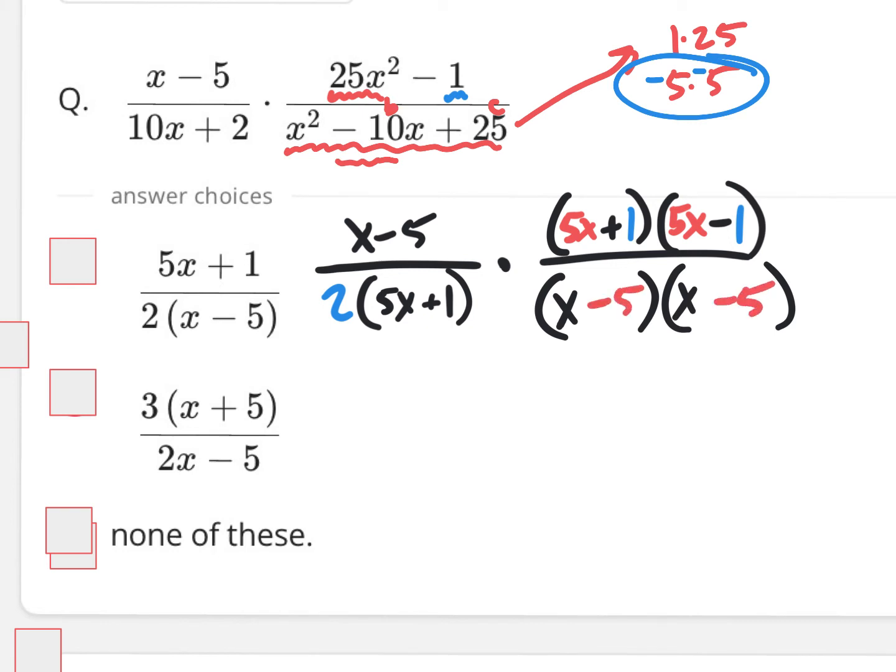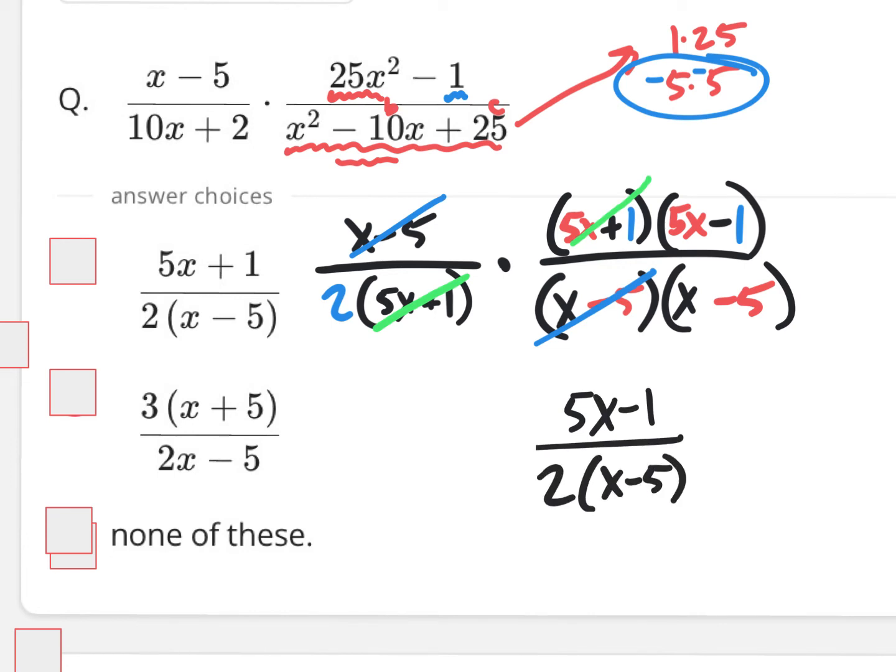Okay, so now that we have factored everything, and we have multiplication, we need to cancel things out. As we can see, we have an x minus 5 up here and an x minus 5 down there. That cancels out. We also have 5x plus 1 up here and a 5x plus 1 down here. That cancels out. So our final answer is this, because nothing else cancels out. We have a 5x minus 1 up on top. We have a 2 on the bottom and an x minus 5 on the bottom.